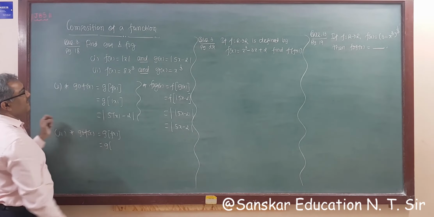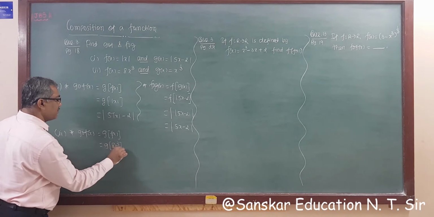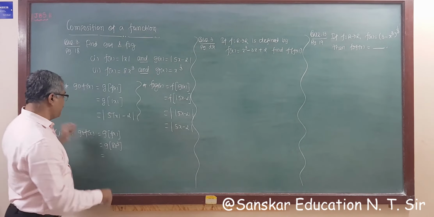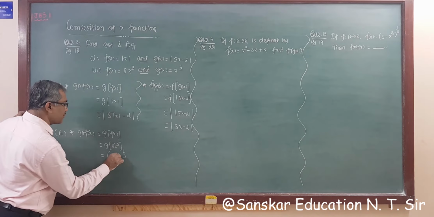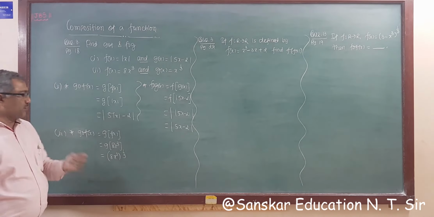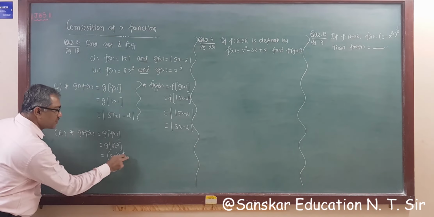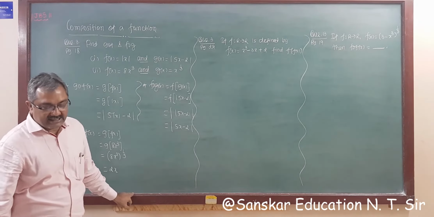What is f(x)? f(x) is 8x cube. So g of this bracket is the bracket raised to 1 upon 3. So the bracket raised to 1 upon 3, that is 8x cube, right? The cube root of 8 is 2, and x cube raised to 1 upon 3 is x. So the answer is 2x.